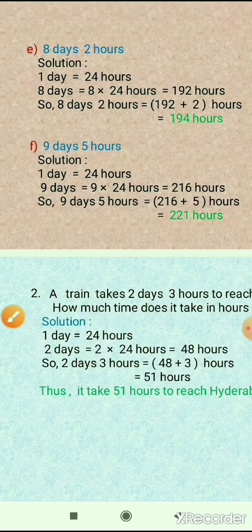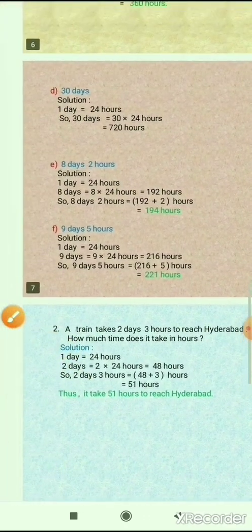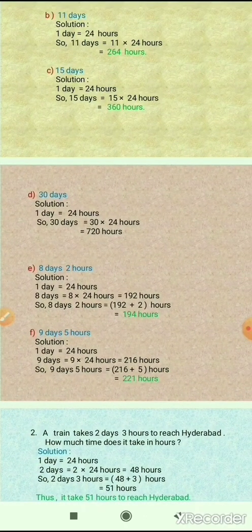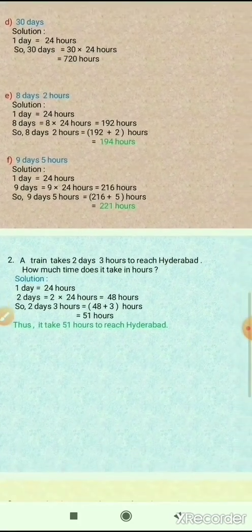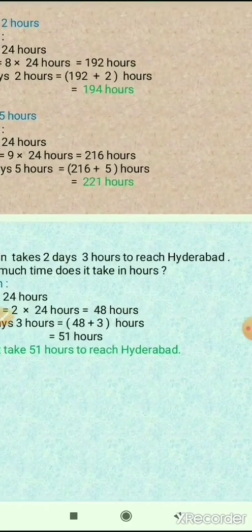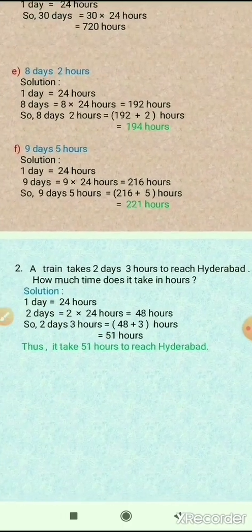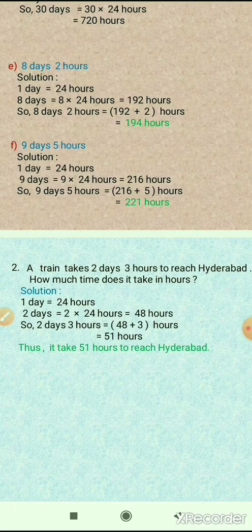In this way, first question we solve. Okay, we convert days into hours by multiplying by 24. Now we will see next example. Second example is word problem. Okay, look here, a train takes 2 days 3 hours to reach Hyderabad. How much time does it take in hours? See student, a train takes 2 days 3 hours to reach Hyderabad. How much time does it take in hours?